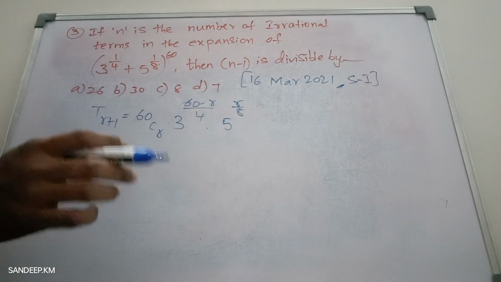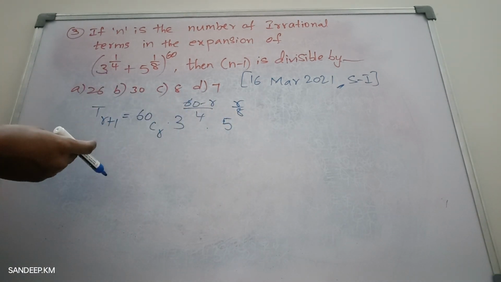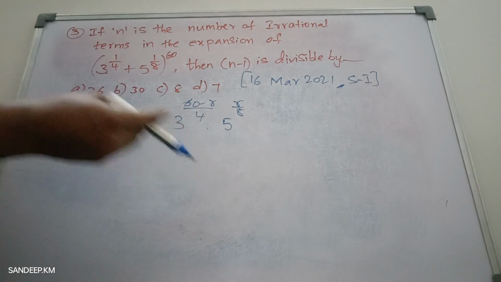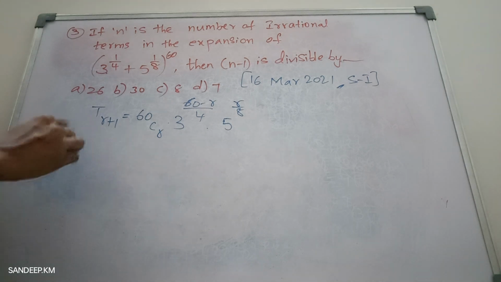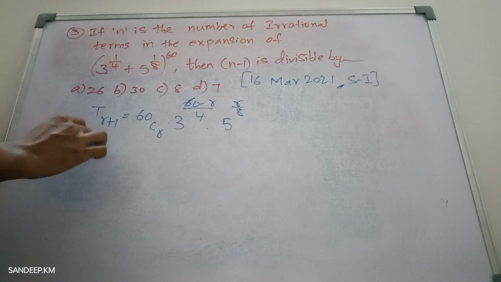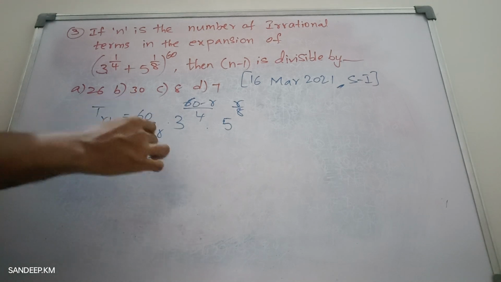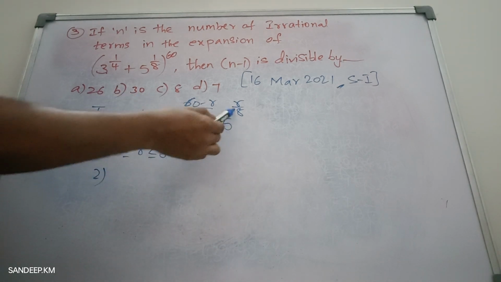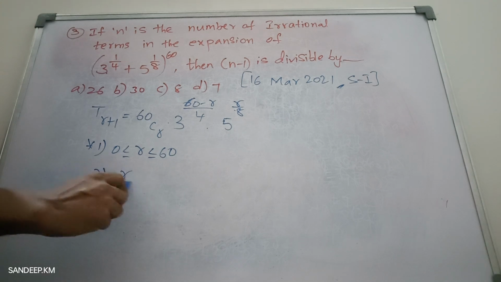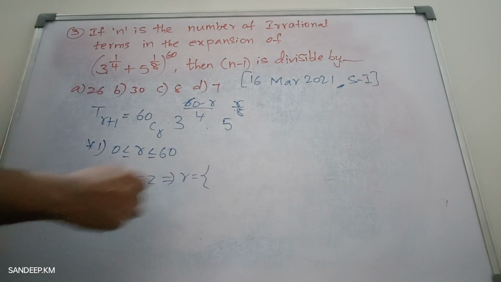In case you have not understood this direct step, please refer to the previous two examples, right? I have written step by step. Refer to the previous examples, then you will understand how I wrote this. So as usual, the first condition says that R value should be between 0 and 60. And the second condition says that the power of 5 must be an integer, which means R by 8 must be an integer.